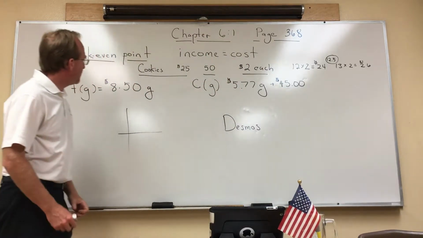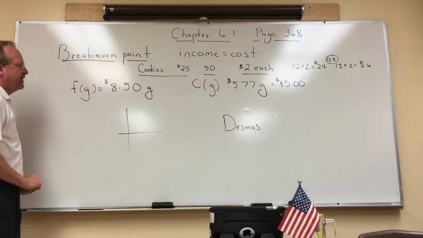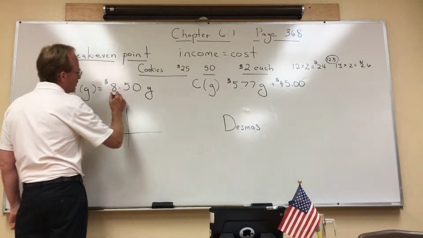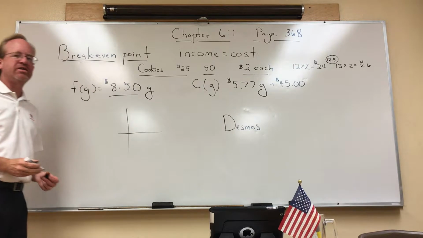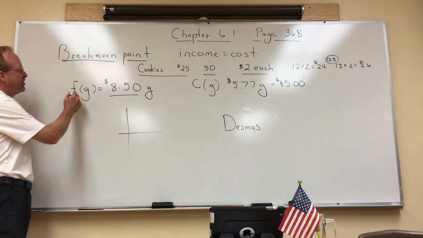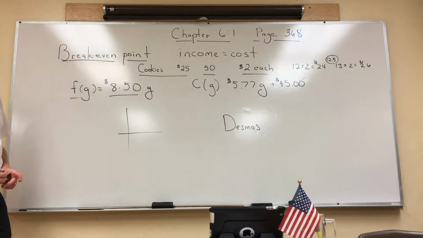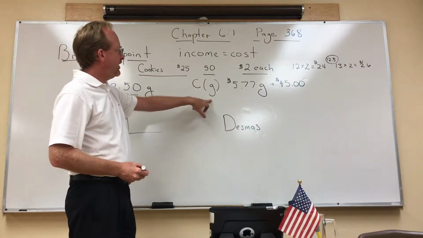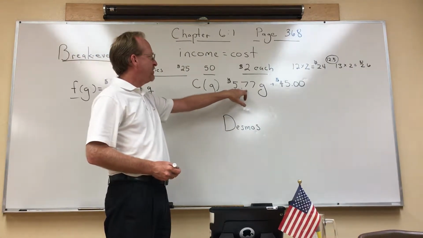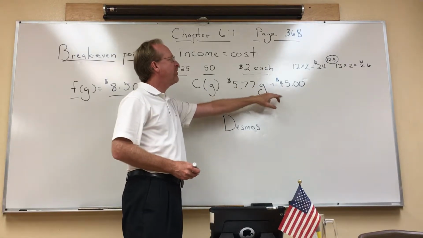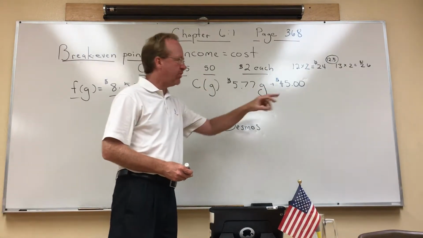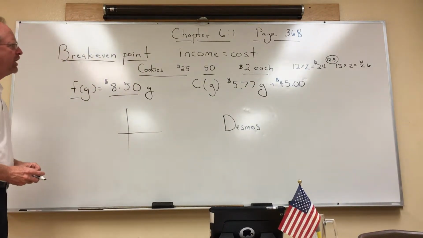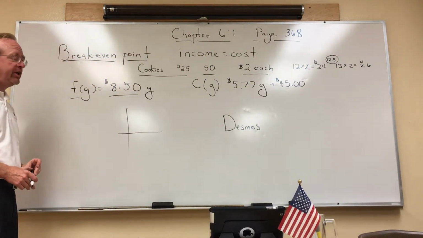All right, so the problem they give you is they're selling gears, and the gears are sold for $8.50 each, and they ask you to make function of G is $8.50. And then you've got the cost of the gear is $5.77 per gear plus $45 one-time credit check. Okay, so they're asking you at what point does it break even?